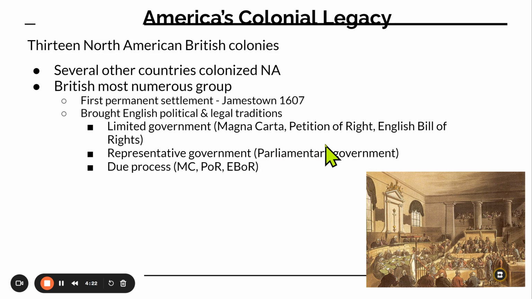From the Magna Carta, Petition of Right, and English Bill of Rights, we also get due process. This is one of those places where I would encourage you to come up with an abbreviation system. Does not need to be mine. But I would like you to find some way to spare yourself having to write out all of those documents' names in full every time.